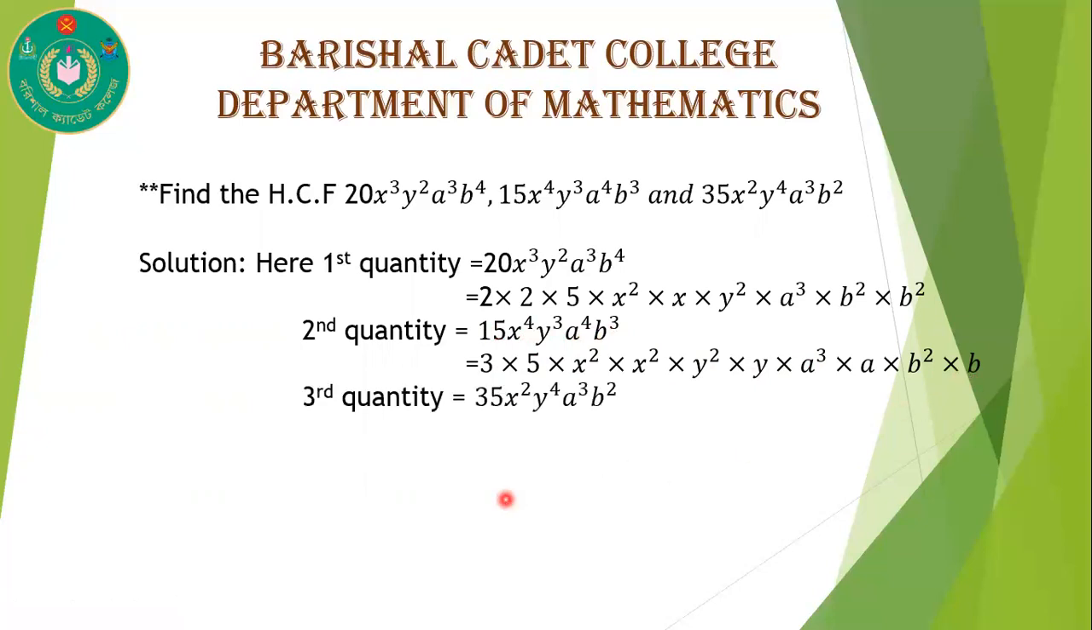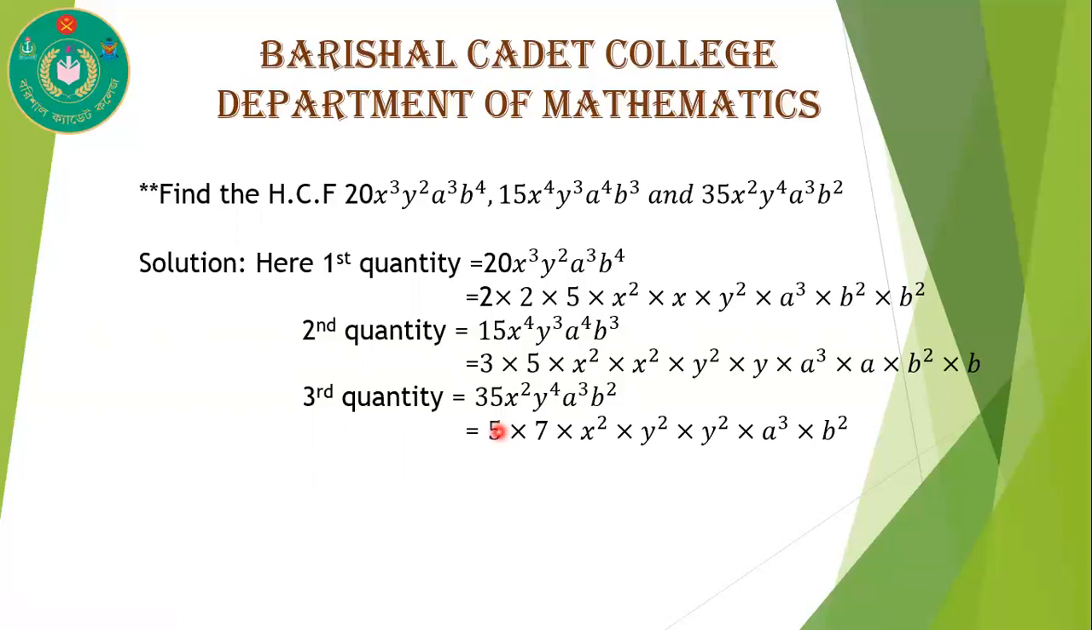And the third quantity 35 x square y4 a cube b square. We can write 35 is equal to 5 into 7 as prime factors, and x square, y4 is equal to y square into y square, a cube and b square. Here we observe that 5 is common in all these expressions.